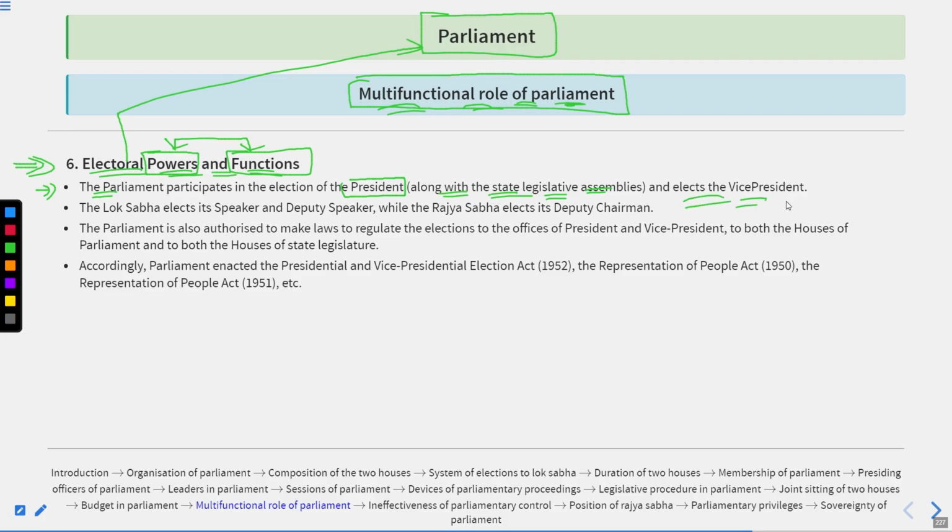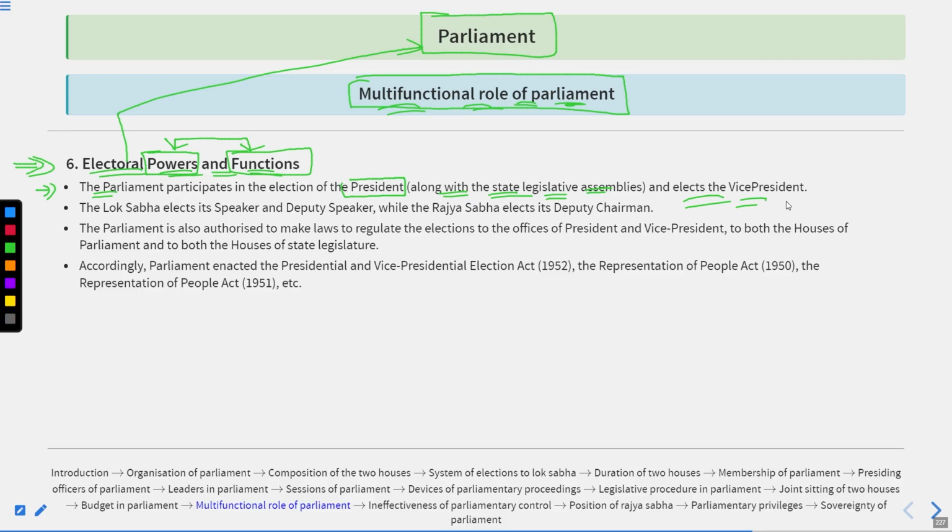Now here I have a question for you. The procedure of electing the President of India has been brought from which constitution of the world? The correct answer is the Irish Constitution. From the Constitution of Ireland, we brought the concept of presidential elections.